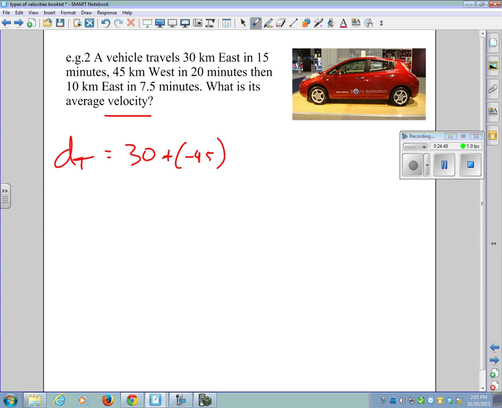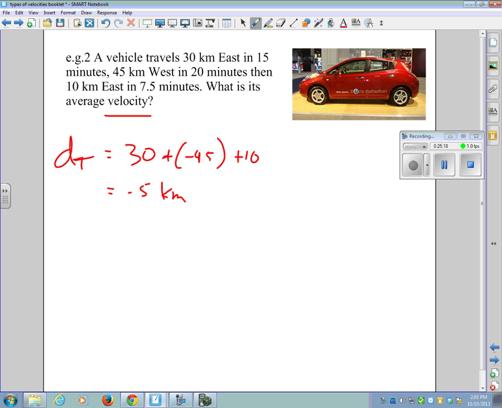Seeing as I'm writing it, I get to do what I want. And then 10 kilometers east, so plus 10. So what is my total displacement? 30. Do you want to go minus 45 first, or do you want to go 30 plus 10? I would do 30 plus 10 in my head. 30 plus 10 is 40, minus 45, minus 5 kilometers. How long did it take? Minus 5 kilometers. What is the time?